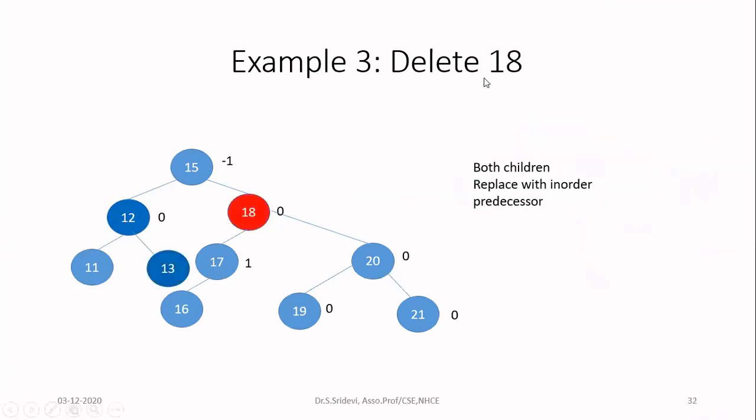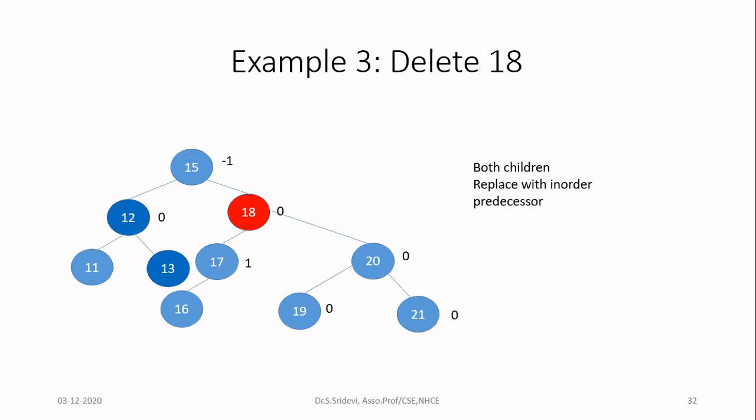Next, I want to delete 18. 18 is available in the middle of the tree. It is having both the children. So when a node is having both the children, you have to find out either the in-order successor or in-order predecessor. Now, I am going to replace this node with its in-order predecessor. We have already seen in-order successor. So I'm taking in-order predecessor. You can do as you like.